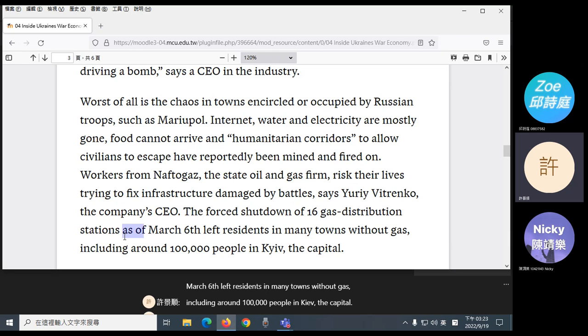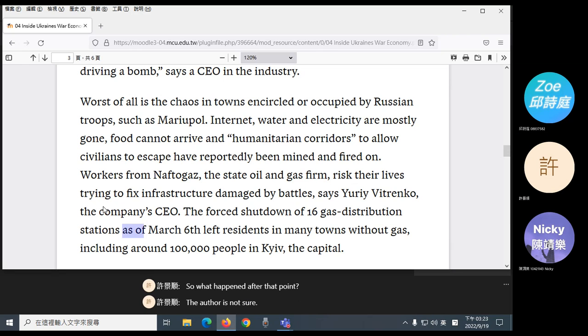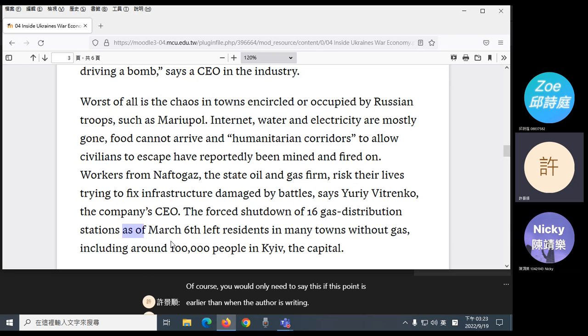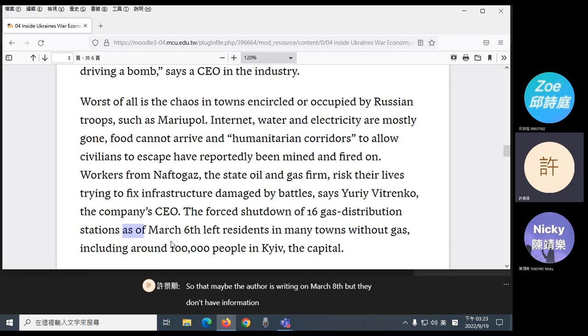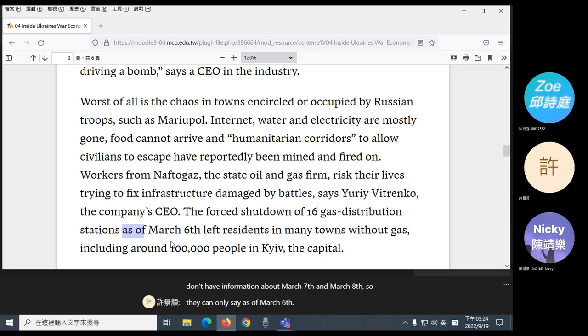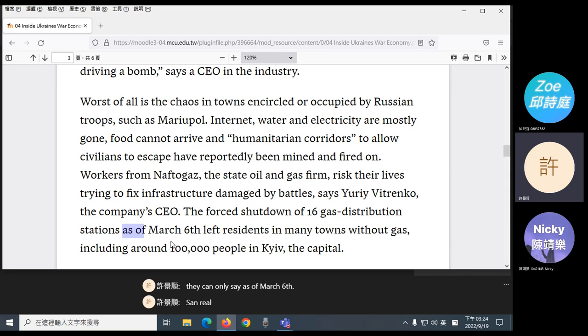So as of means up to that point. So what happened after that point? The author is not sure. Of course, you would only need to say this if this point is earlier than when the author is writing. So maybe the author is writing on March 8th, but they don't have information about March 7th and March 8th. So they can only say as of March 6th. 直至3月6号, that's what this means.